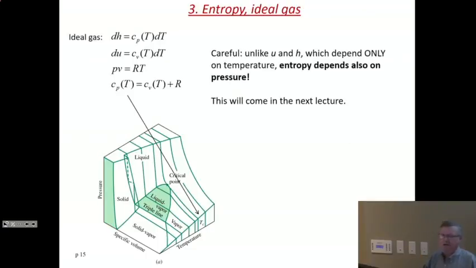Now, for the ideal gas, things are much more complicated. So ideal gas was very comfortable as long as we had enthalpy or internal energy, because they were functions only of temperature. Not so entropy. Entropy also depends on pressure, and that gets a little more complicated. We will get a whole lecture on just that.